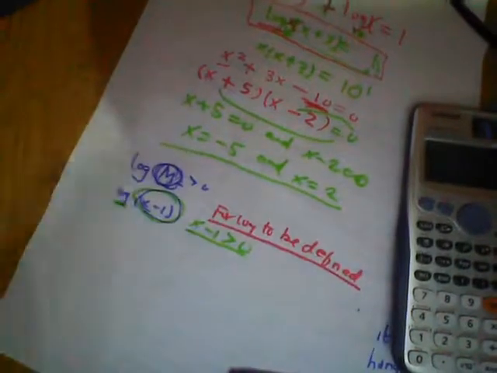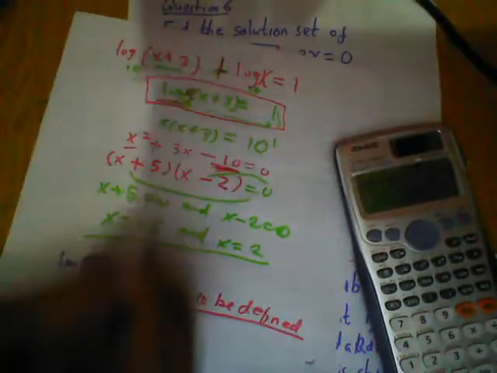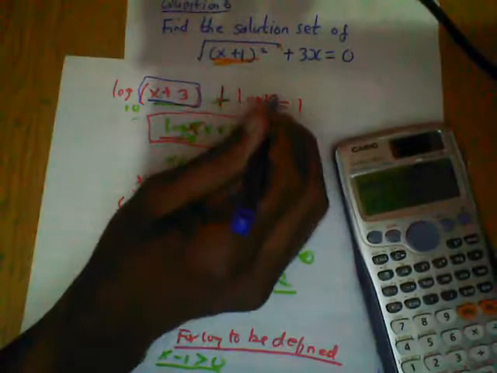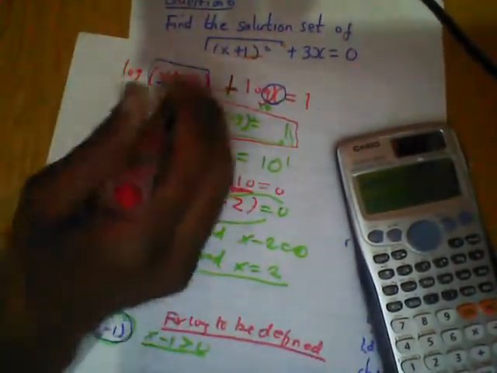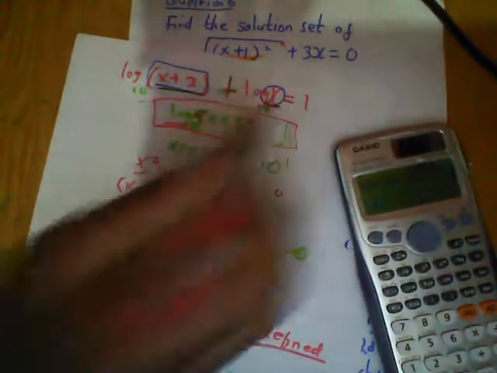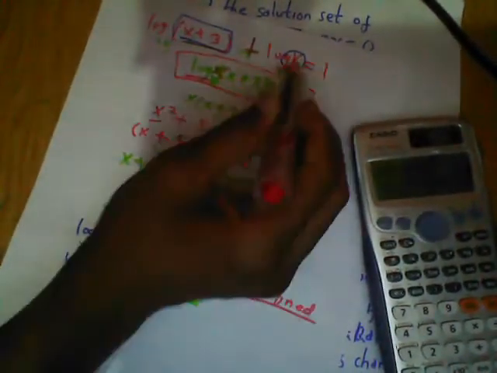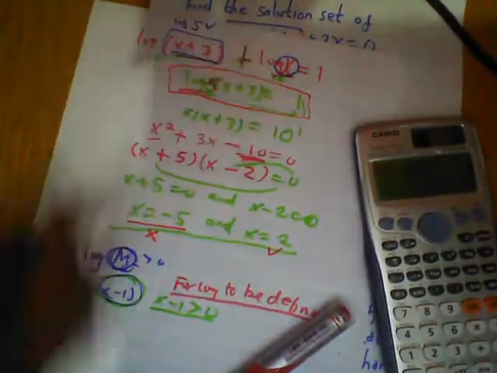Okay, so let's come back to our question. If you look carefully here, for the given function to be defined, this must be greater than 0 and this must be greater than 0. So x must be greater than 0, but this one is already less than 0, so no answer. But this one works. When you plug in 2 plus 3, that's 5, and log of 5 works.